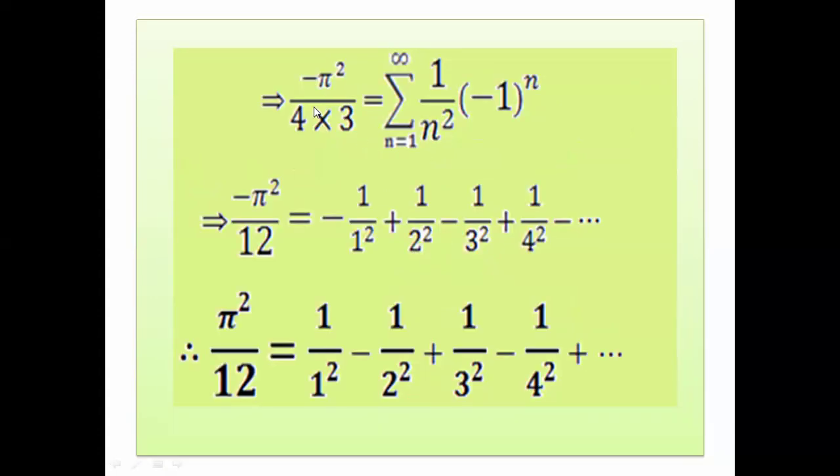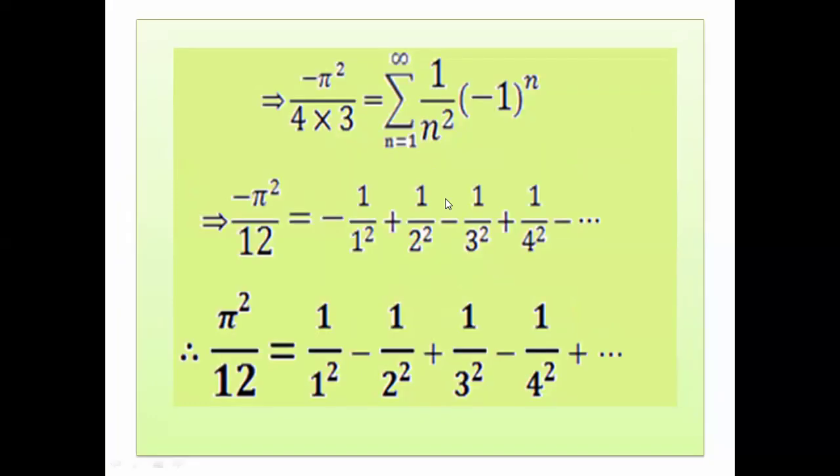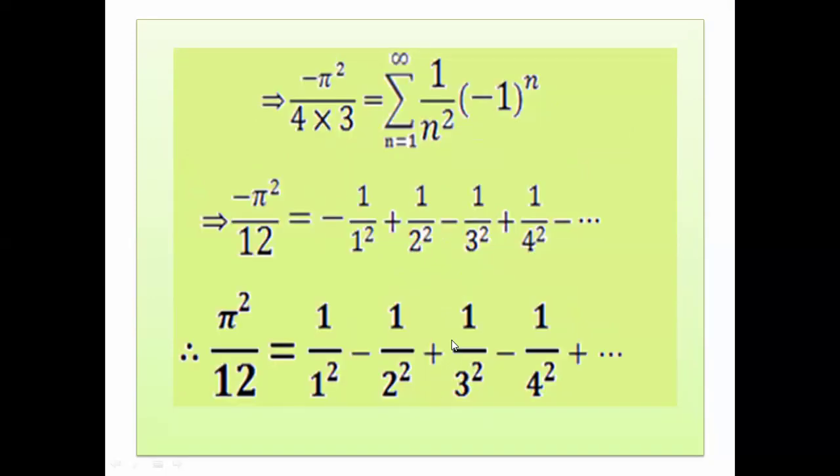Then after that you have to get this. Finally you get the 3, that 4 will come from this side. So what you get: minus pi square upon 4 into 3. And similarly, the series is what we want to find. So summation n is equal to 1 to infinity 1 upon n square minus 1 power n.